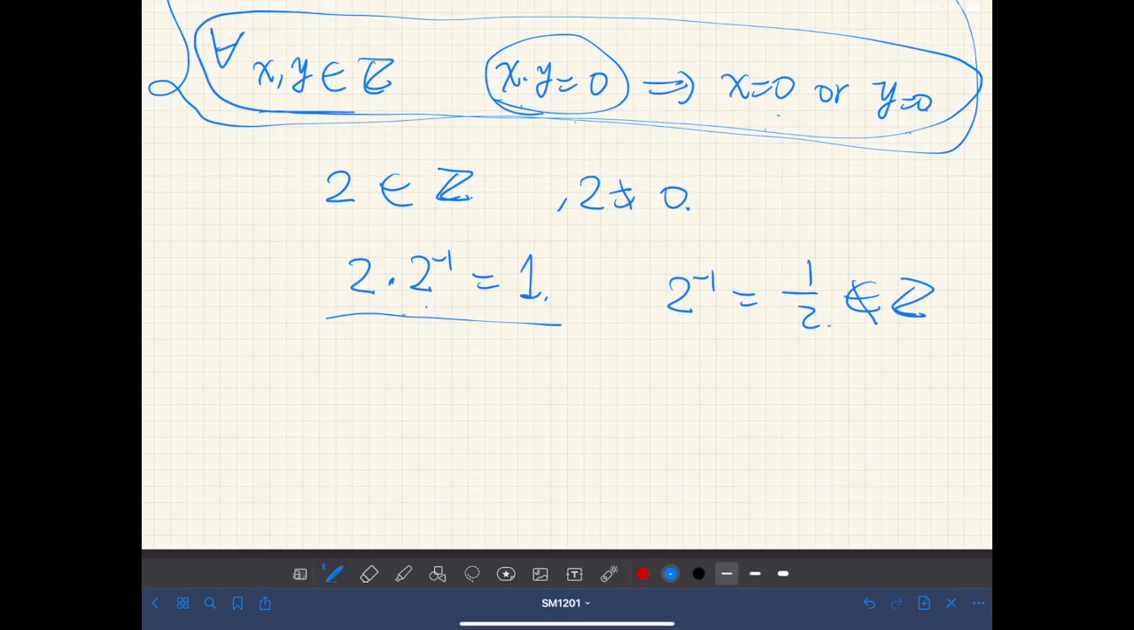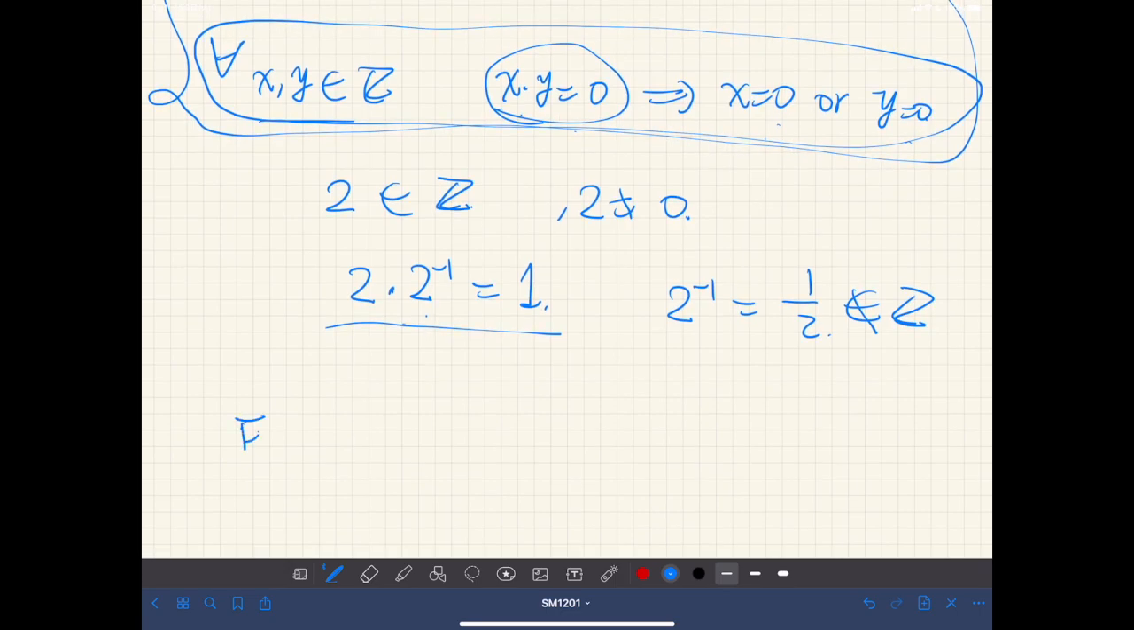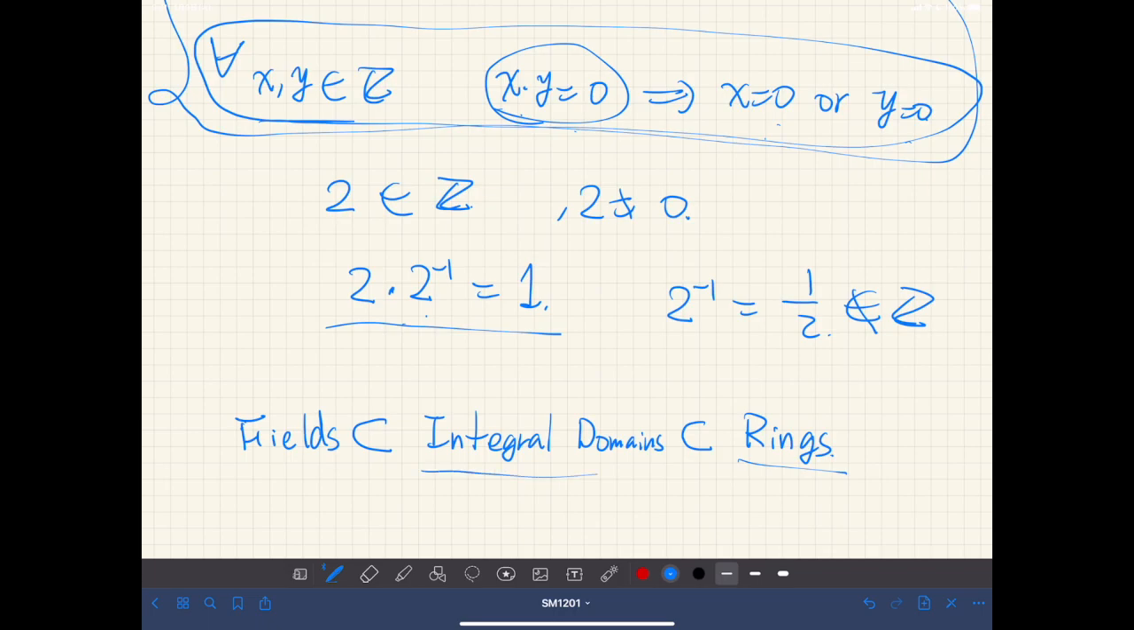So a field is actually a special case of an integral domain. So in a sense, it is a subset of integral domains, which are a special case of rings. So rings are more general. Integral domains are a little bit more specialized, and fields are even more specialized.